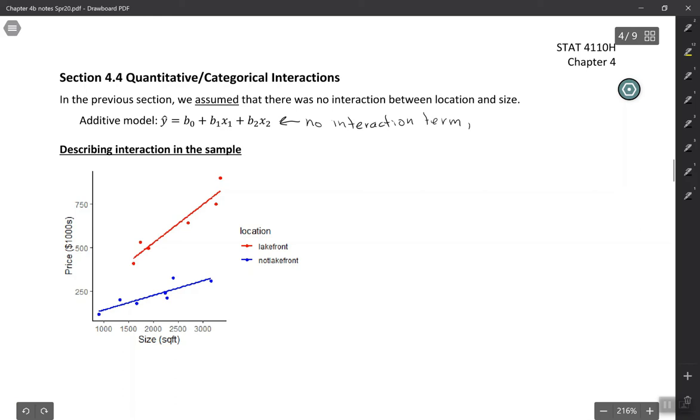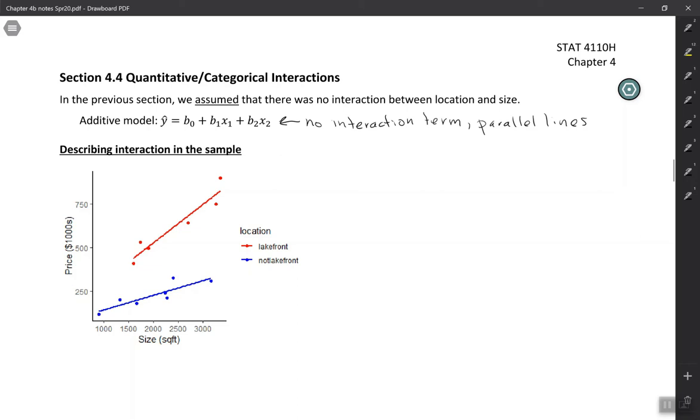And that means that you're going to end up with parallel lines for your regression equations. But we haven't actually checked that assumption yet. So let's look at this graph here where we allowed the two slopes to be different. We didn't force it to be perfectly parallel lines. And you can see here in the sample that it's not perfectly parallel.